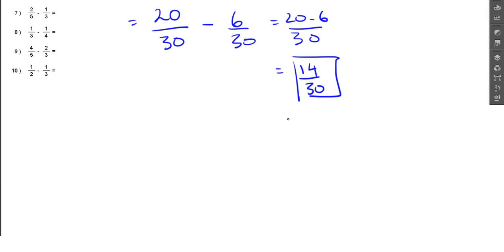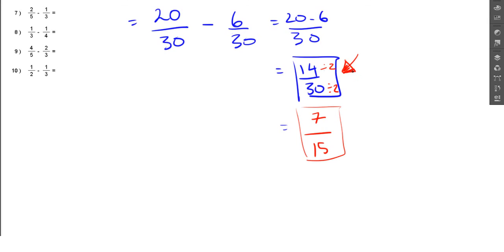But when we simplify it, we know that both are even numbers, so 2 is a common factor. So we can divide this by 2, and we can divide that by 2. So 14 divided by 2 is 7, and 30 divided by 2 is 15. So 7 over 15 is the most simplified form of the fraction. Okay, just get to this point.